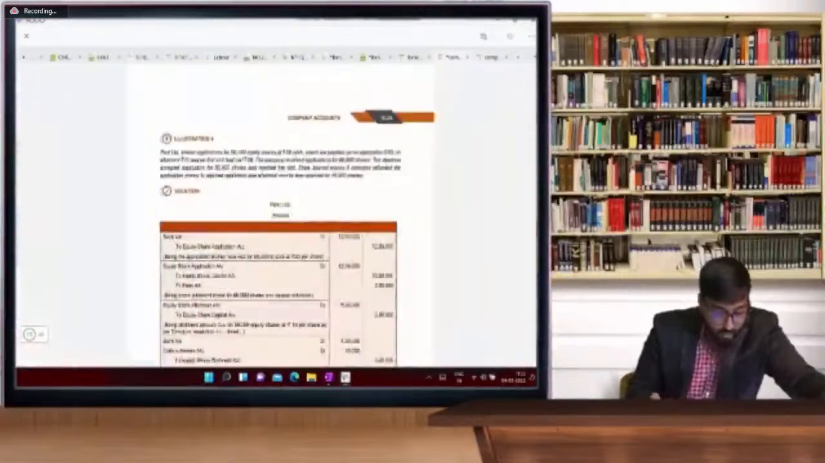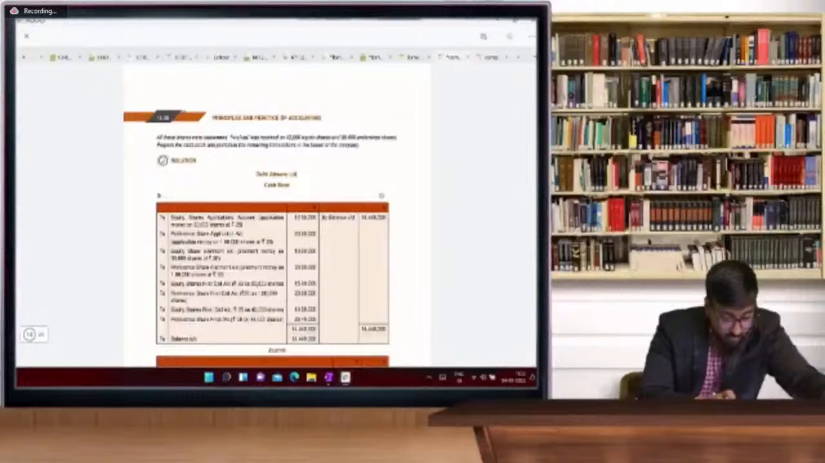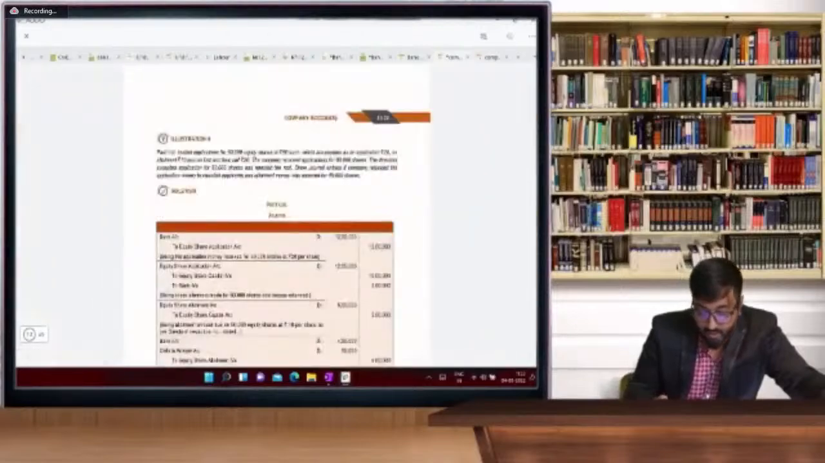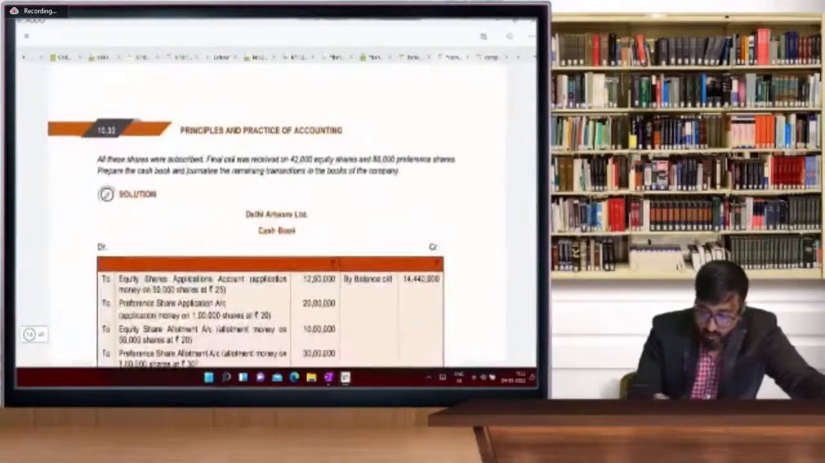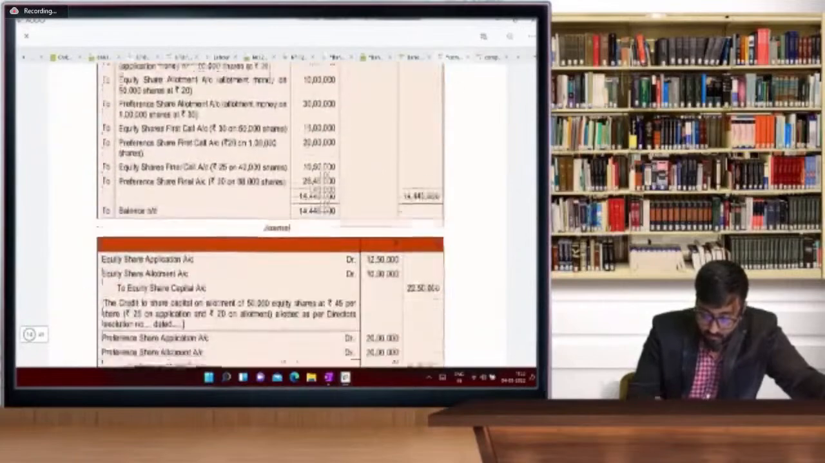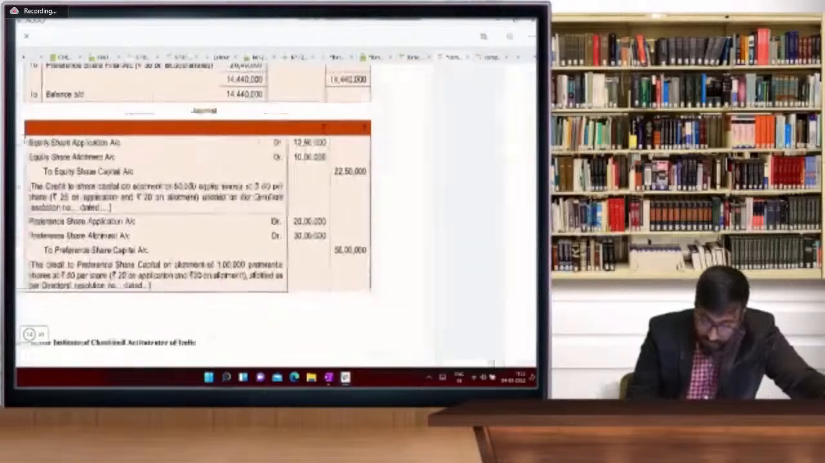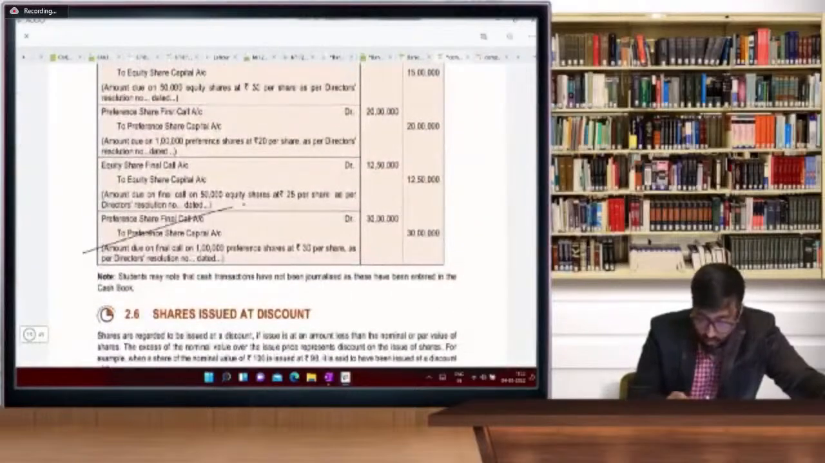So let's move to illustration number 8. Ankit Prasad, what is your question? In question 5, we have not recorded 42,000 and 88,000 in journal entries. Beta, final call is not asked in the question. That's why, in illustration number 5. Beta, final call is there, it is written.